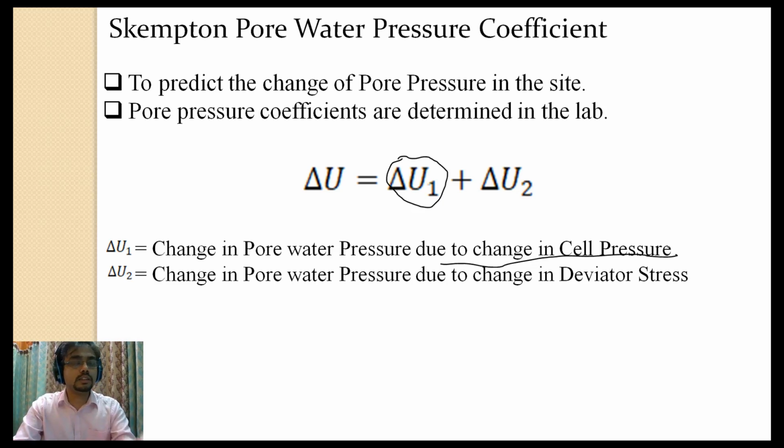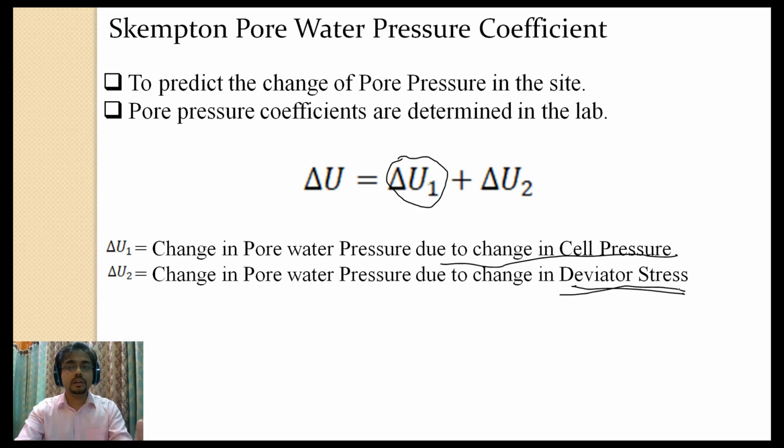So for the first stage, whenever we apply a cell pressure, there will be some change in the excess water pressure. There will be some generation of excess water pressure, which is equal to del U1. Del U2 is the change in excess water pressure in stage 2. That means del U2 is the change in water pressure due to the change in deviator stress. So del U1 is for the first stage, and del U2 is for the second stage.